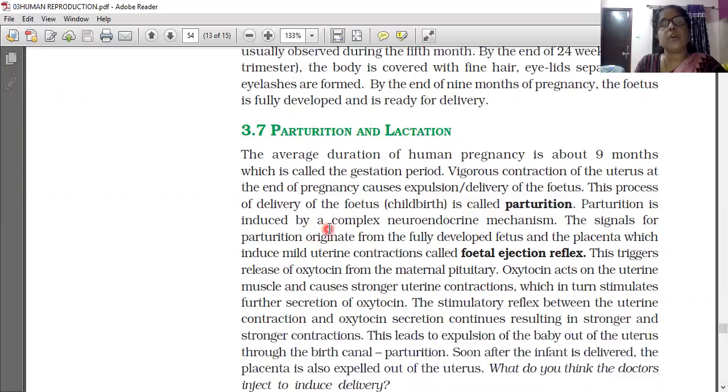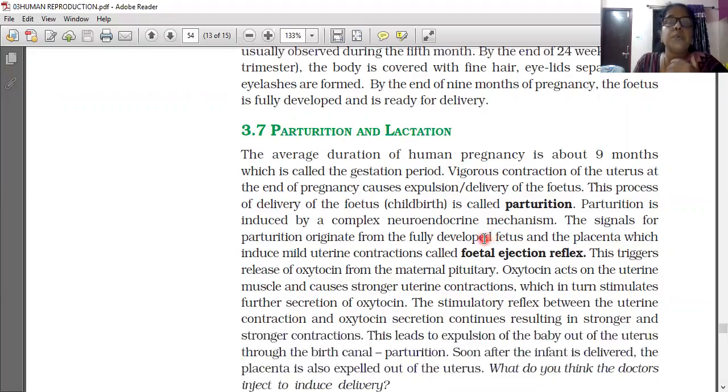Parturition is induced by a complex neuroendocrine mechanism. Both the nervous system and the endocrine system together participate in parturition. The signals of parturition originate from the fully developed fetus only. When parturition should take place is decided by the baby itself.